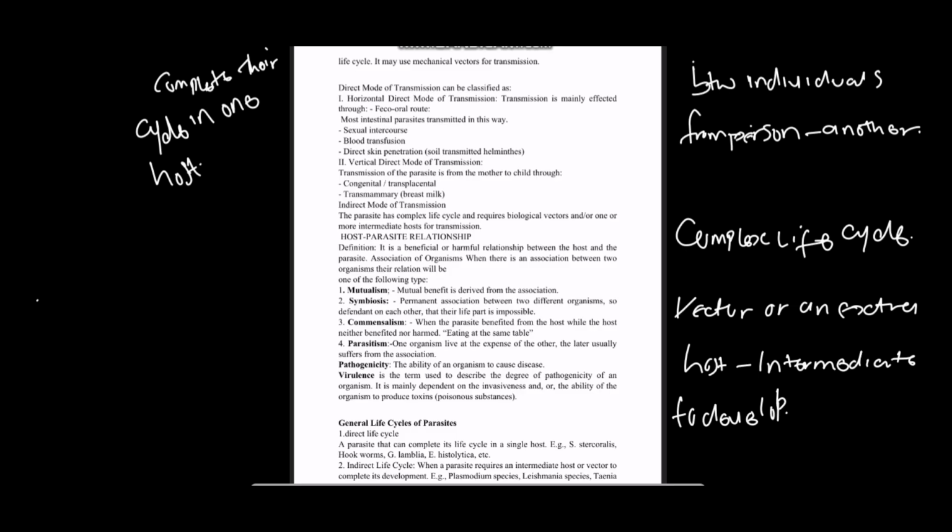So in the indirect mode of transmission, the parasite cannot just complete its life cycle in just one host. It needs more than one host for it to complete its life cycle. That is, it requires an intermediate host for it to be able to complete its life cycle.